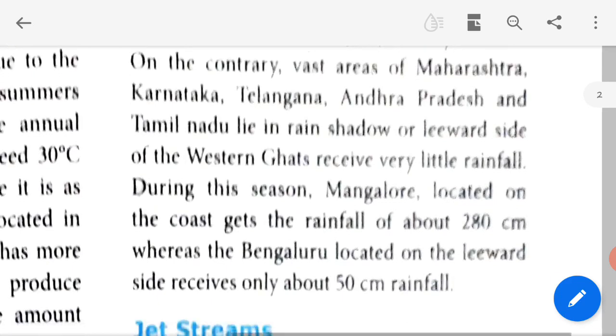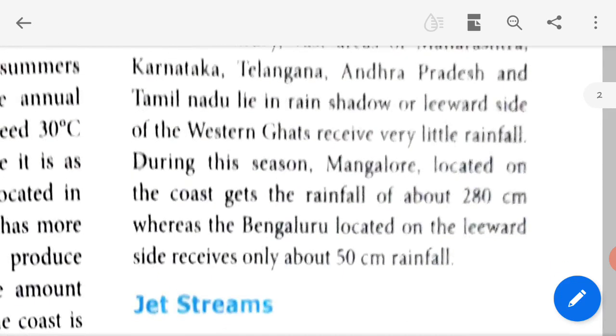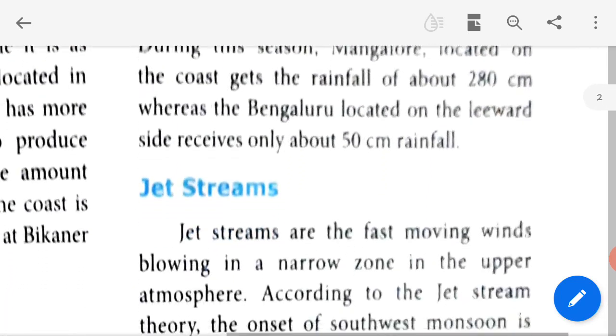During this season, Mangalore, which is on the coast of the sea, gets rainfall of about 280 centimeters, whereas Bengaluru, located on the leeward side, receives only 50 centimeters of rainfall. What is leeward side? The side where the fall of rain is less.